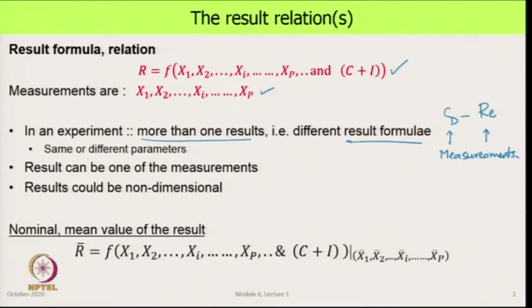It is also possible that the result could be one of the measurements itself. So, if you are trying to measure something and we say that, look, this is my final requirement, that becomes the result. The other thing is that results could be non-dimensional. For example, here, both drag coefficient and Reynolds number are non-dimensional.